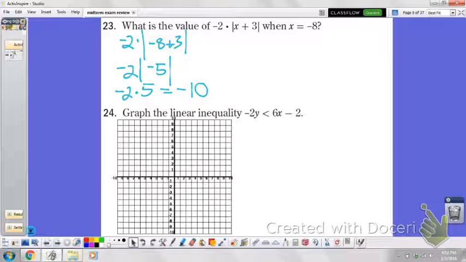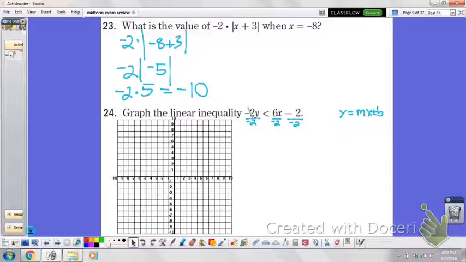Number 24, we have to graph the linear inequality -2y is less than 6x minus 2. Well, we can't graph this equation the way it is, but we can graph an equation that looks like y equals mx plus b. So we want to get this inequality to look like that. So we need to solve for y. Well, to do that, we have to divide everything by -2.